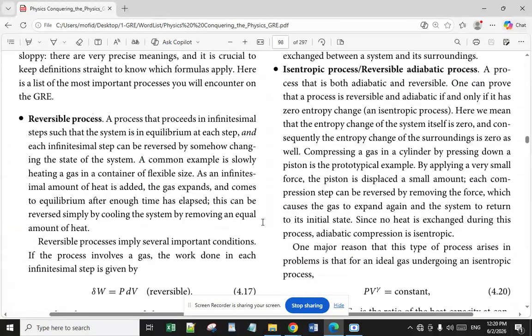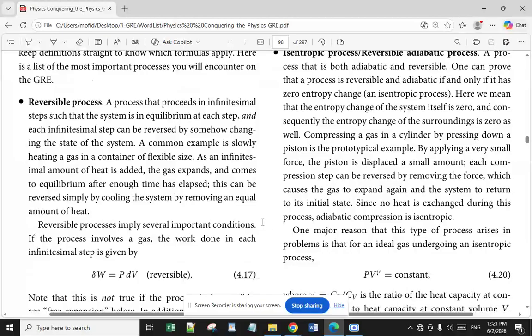The first type is the reversible process, a process that proceeds in infinitesimal steps such that the system is in equilibrium at each step, and each infinitesimal step can be reversed by somehow changing the state of the system. A common example is slowly heating a gas in a container of flexible size. As an infinitesimal amount of heat is added, the gas expands and comes to equilibrium after enough time has elapsed. This can be reversed simply by cooling the system by removing an equal amount of heat.